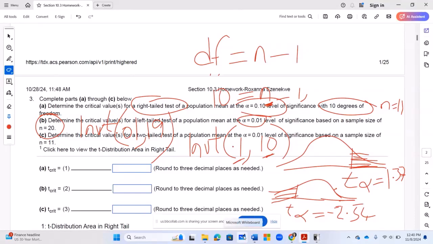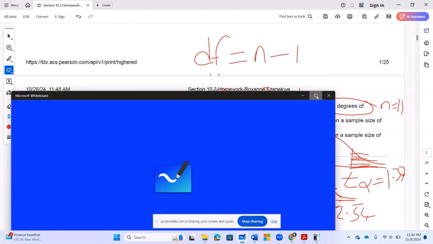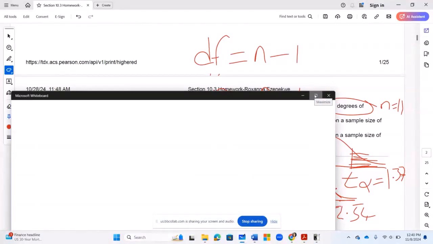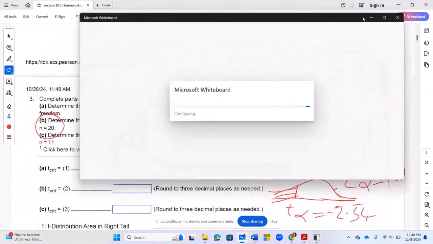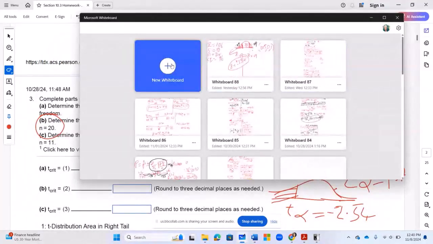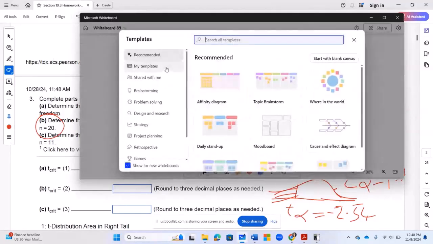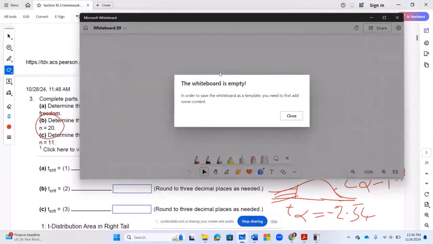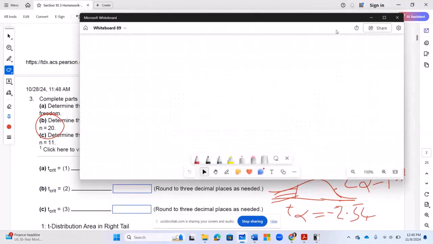Let's do C. In C, I am going to pull my whiteboard. So we're going to do 2 more critical values and we're done. We go ahead and start finding. All right, so I'm picking a brand new, fresh whiteboard.